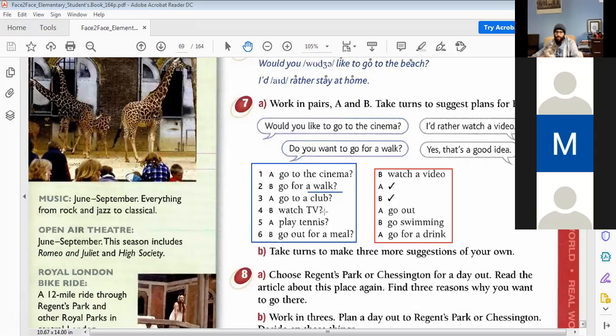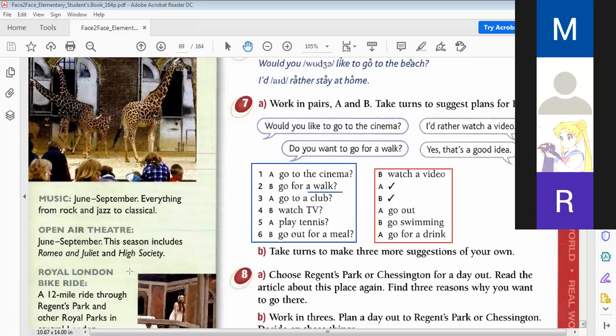Watch TV, watch a movie, play sports, go out for a meal, go out for a coffee. I think that's okay. All right, so you can start, Rana and Sabina.